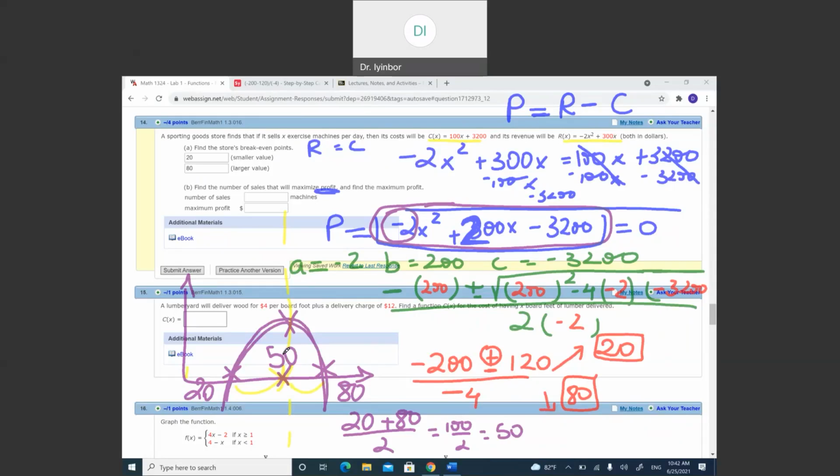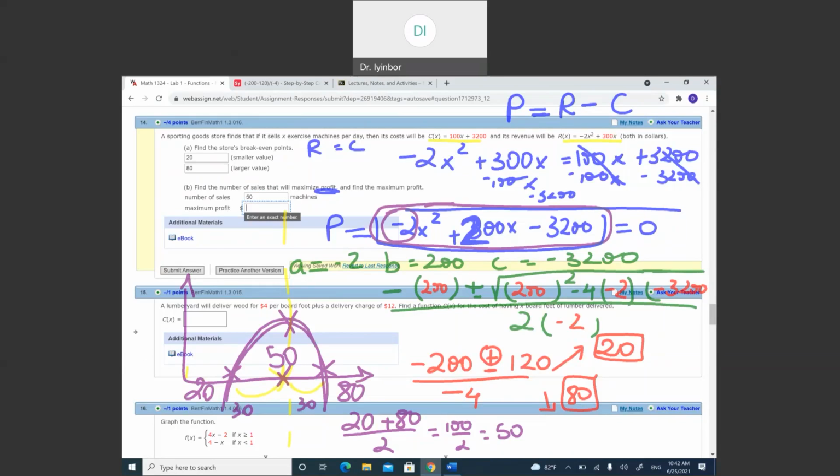And you can double check. From 20 to 50, when you subtract 50 minus 20, that's 30 points away, right? And from 50 to 80, that's also 30 points away. So the first answer is that the number of sales is going to be 50. Now, what is the maximum profit? The maximum profit is when you replace x with 50 in the profit.